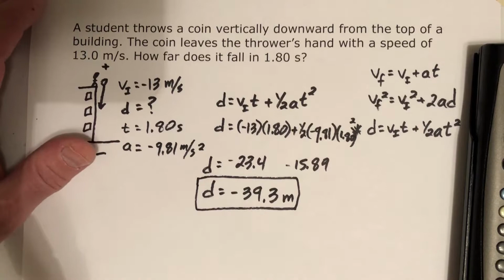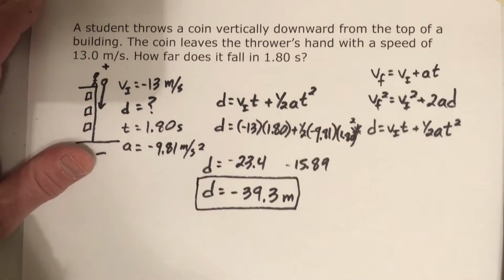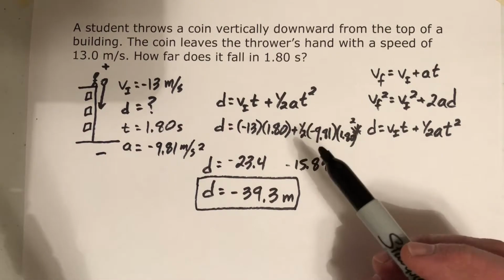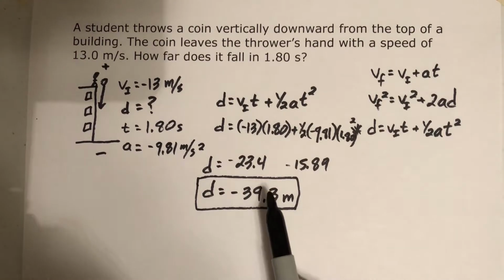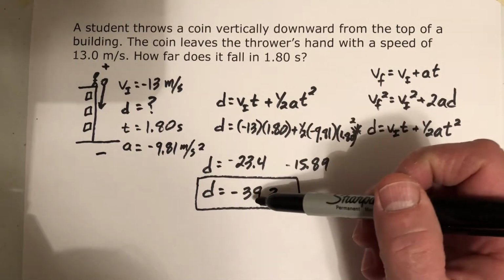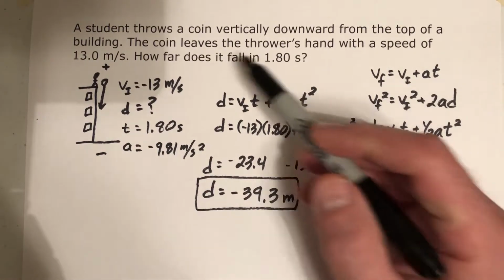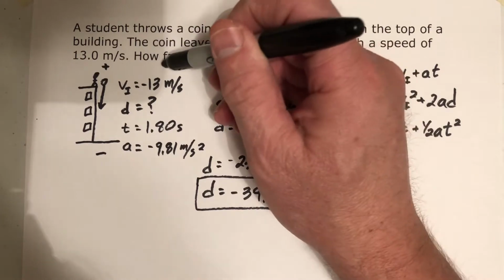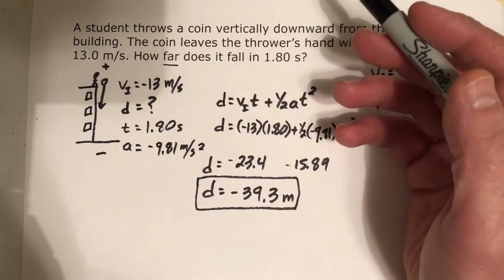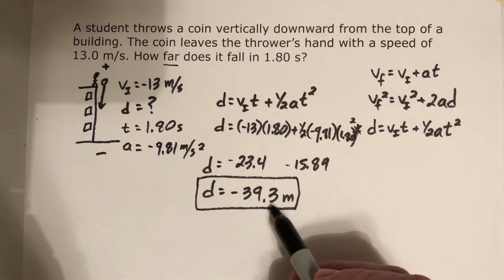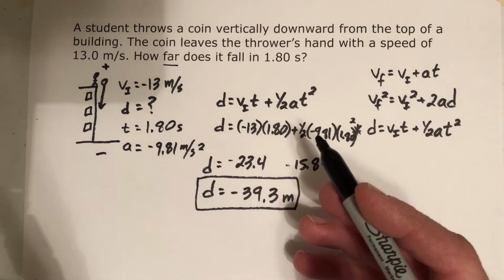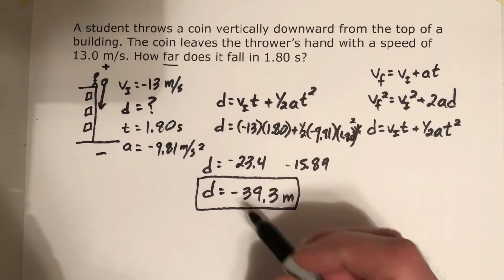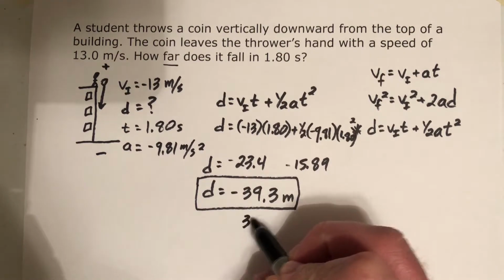Now, these are multiple choice questions, so you want to look for the answer that's as close to this as possible. But you also want to take into consideration, is it a vector or not? Now this says how far does it fall. It's hard to tell if they're asking for a vector answer, which is a negative 39.3. It's negative because it's going down. Or if they want a distance, which is not a vector. If they want a distance, the answer will just be 39.3.